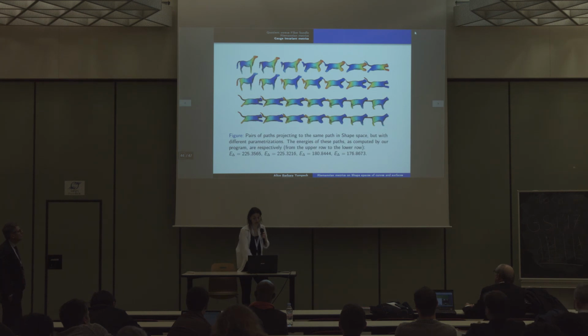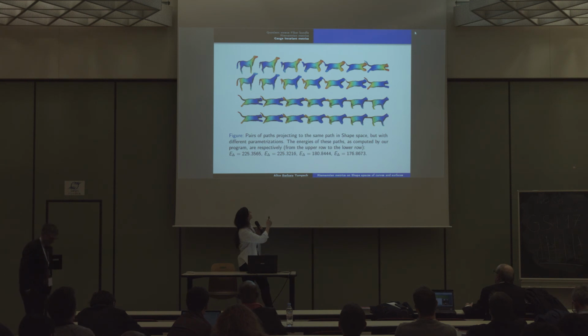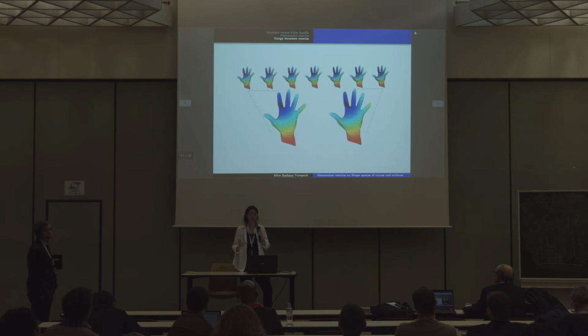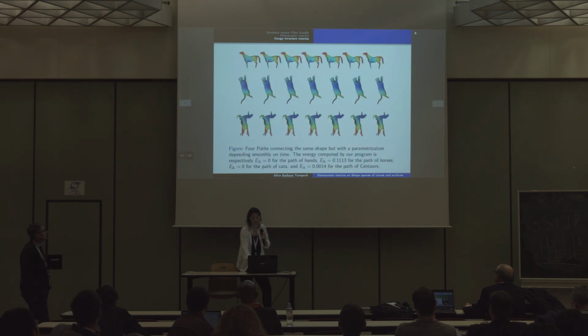For instance, there is an example here. You go from a horse to a cat using different parametrization paths, but it's the same energy. And again, another example: if you start with a hand and just perturb the parametrization of the hand, this is costless. And again, if you just take the same shape and just deform the parametrization, this gives you 0 energy in this setting.